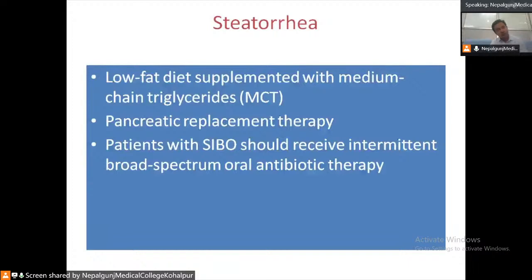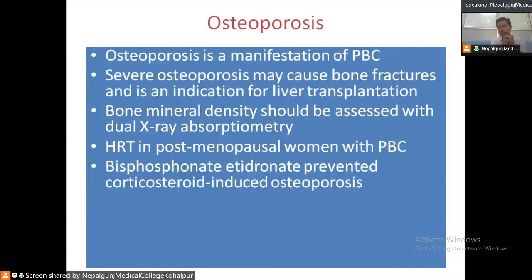Other is osteoporosis. This patient has more chances of osteoporosis and fractures, because there is altered absorption and altered metabolism of vitamin D, because bile acid is needed for absorption of these fat soluble vitamins. So vitamin D level is also low, and this may be related to the osteoporosis. Vitamin D is also responsible for osteoclast activity. So osteoporosis chances are also high in a PBC patient, so fracture is also high.